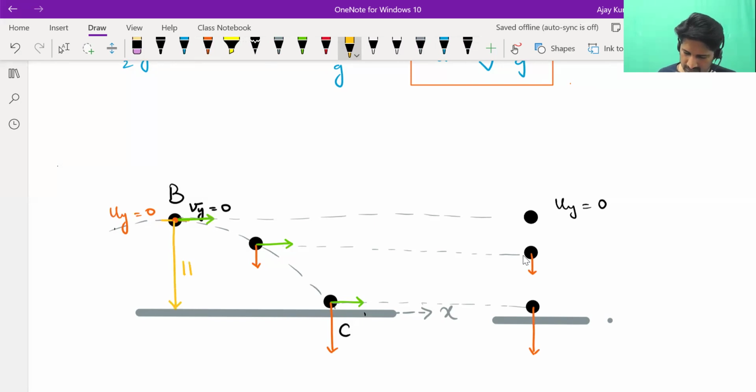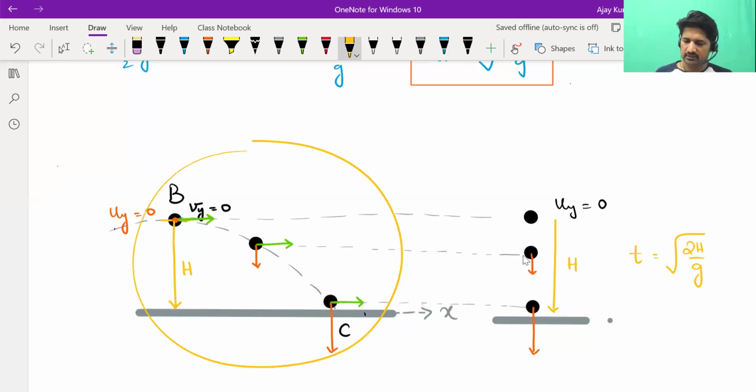The total height descended is this Hmax. So you can visualize this as falling by a height h. And in this case, the time taken should be under root 2h by g, which is the same even in this case. Okay.